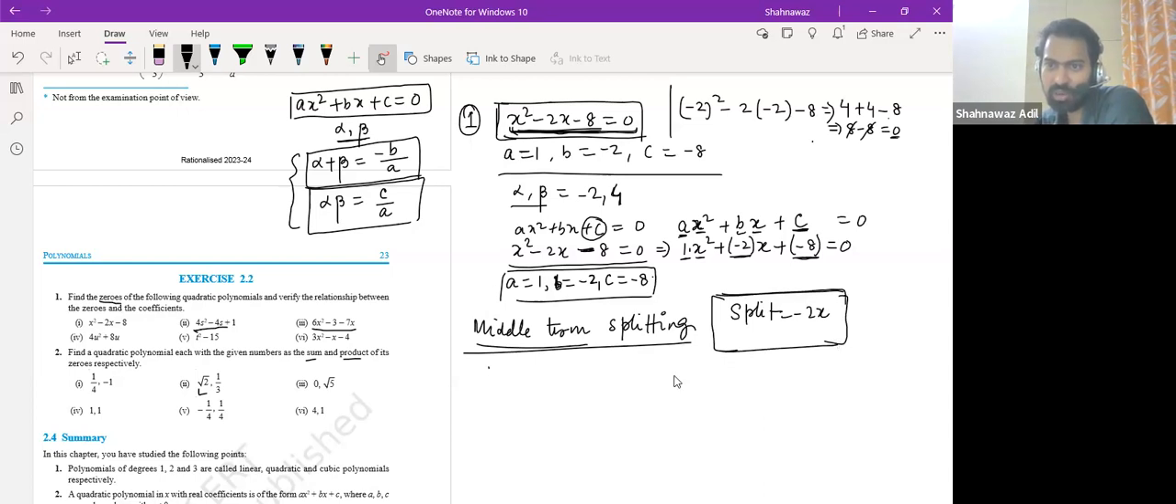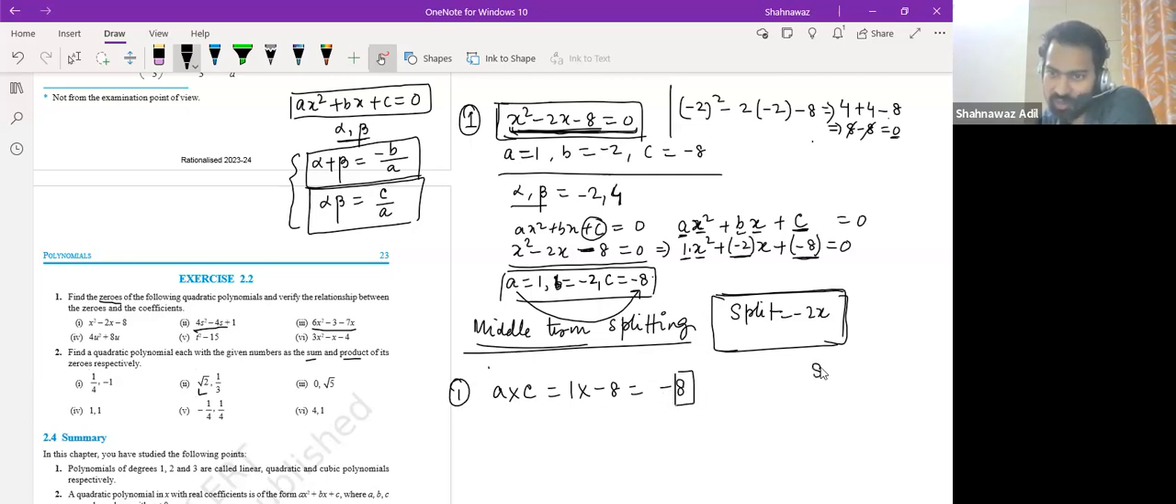The rule is that first we multiply a into c. What is a into c? 1 into minus 8, that is minus 8. Now what we do is take the factors of 8. We don't bother about the minus part. So 8 is 2 into 2 into 2.